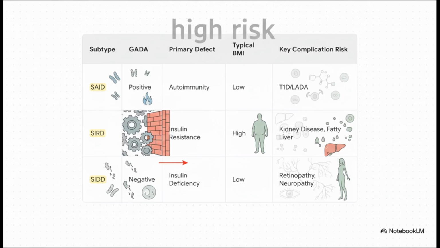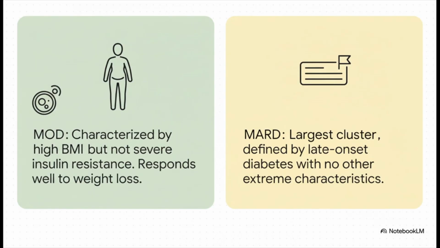Now, in stark contrast, you have SIRD patients. They're defined by severe insulin resistance, high HOMA-IR values, high BMI. Their primary defects are polar opposites. Now, the 2 milder subtypes, they're just less metabolically extreme.